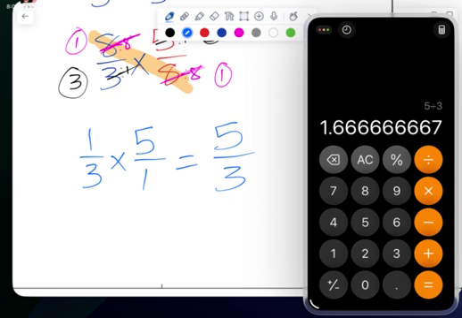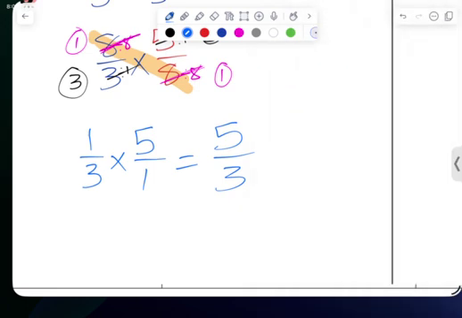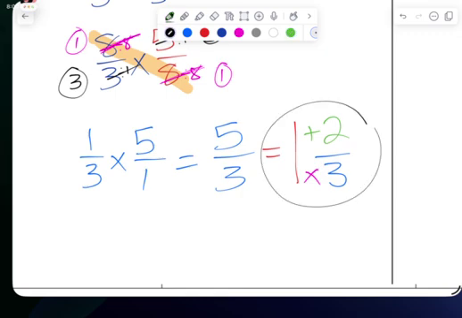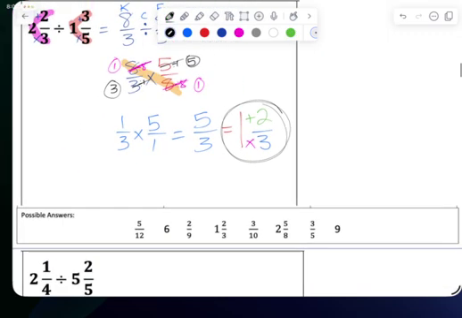The number in front of the decimal point is 1. So when I rewrite this as a mixed number, 1 is the number in front of the decimal point. Then we write a 3, and we see that 1 times 3 is 3, so we still have to add 2, and then we will match 5/3. So the final answer is 1 2/3. On the bottom of your page, there are some possible answers, and you'll see that 1 2/3 is right here. So we did it correctly.